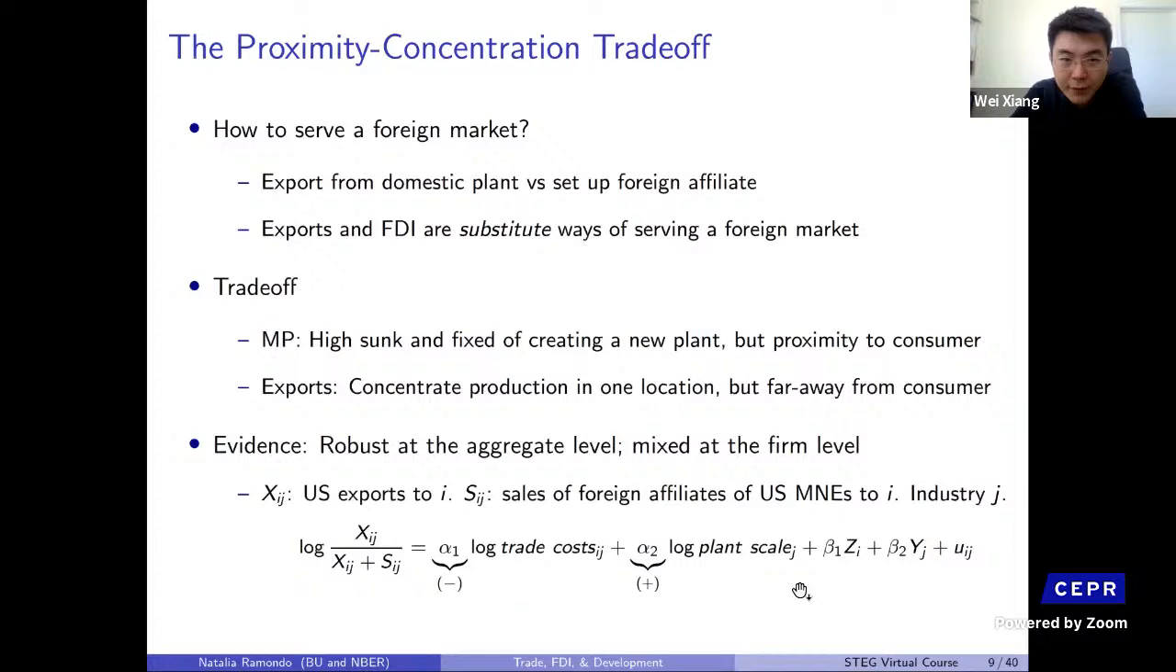Sorry, may I ask another question? Yeah. So now the i index is referring to destination country, right? j is industry. Yeah, only here I'm going to use that notation.